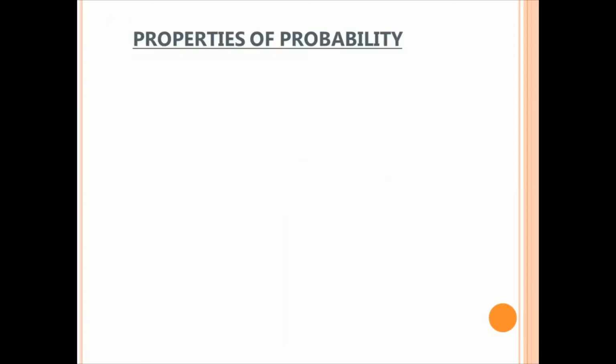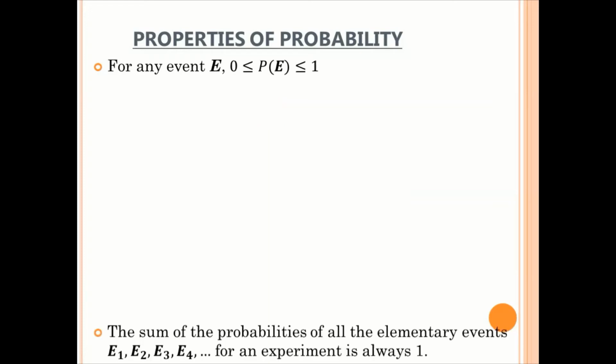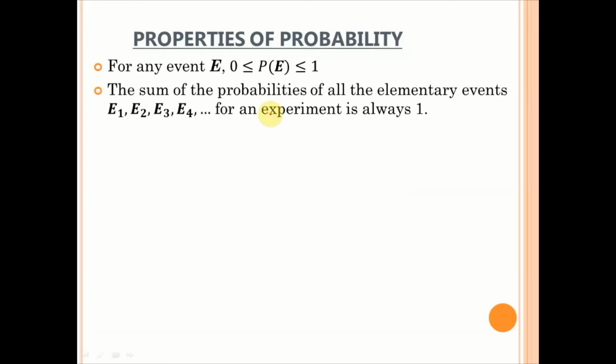Properties of probability. For any event, the probability must be between 0 and 1. So, maksudnya probability cannot be 5 or 100 or 10. It must be 0.2 or 0.5 or 1/3. Means they're between 0 and 1. Okay. The sum of probabilities of all the elementary event for an experiment is always 1. Means semua probability tambah mesti jadi 1.